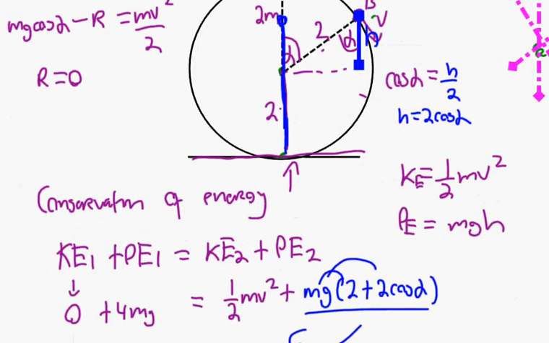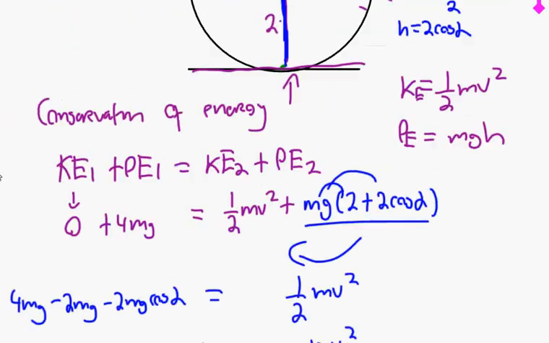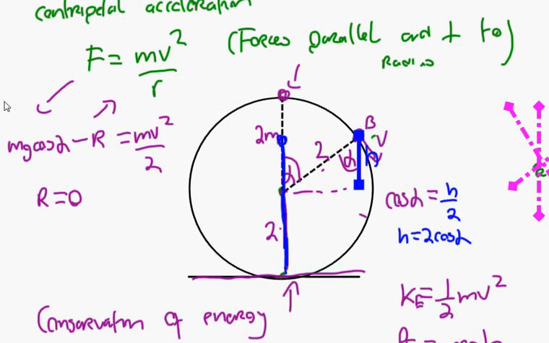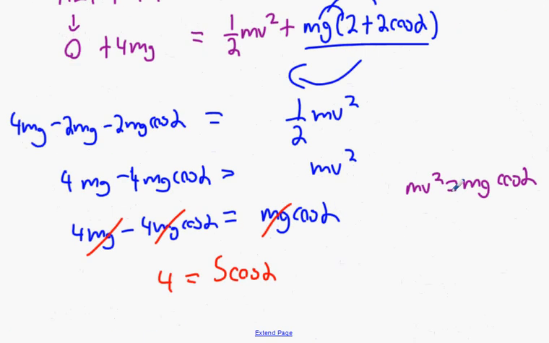Which one? This one here? This one. What did I miss out on? It is 2mg cos alpha. Yeah, mv squared equals 2mg cos alpha when I cross multiply up to 2. So that's where it's a 2mg. Okay.